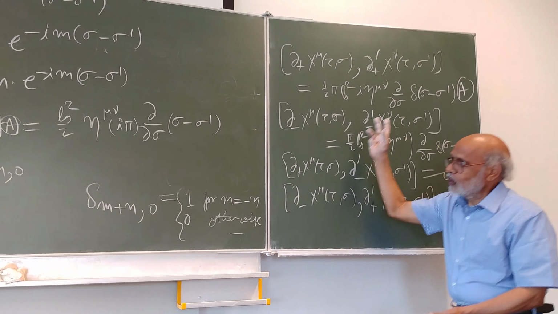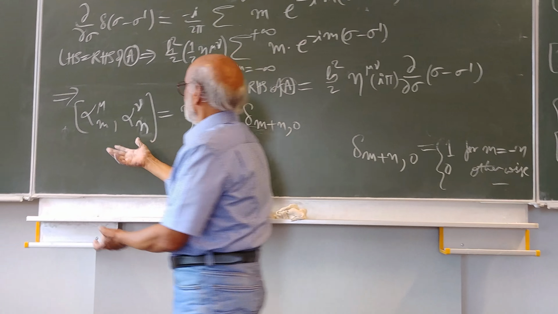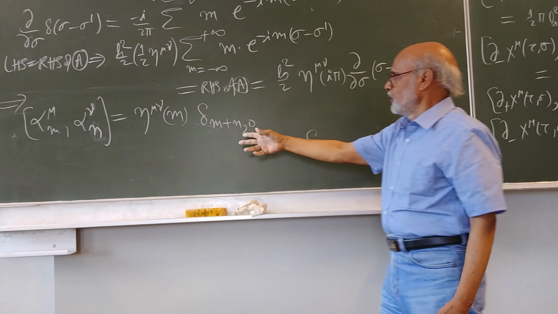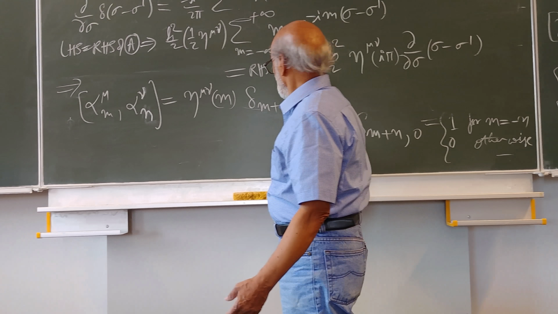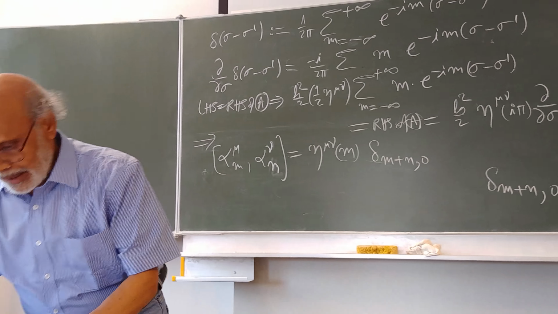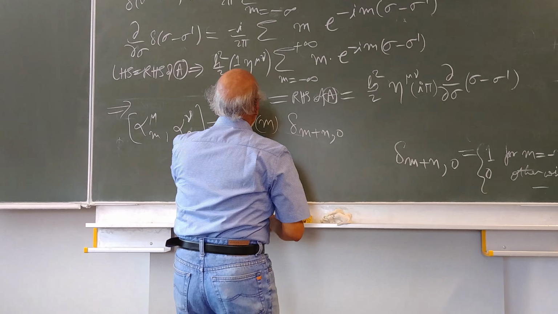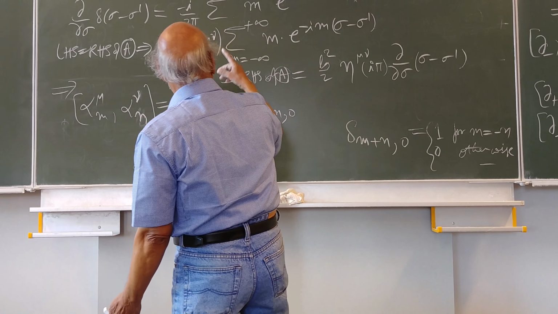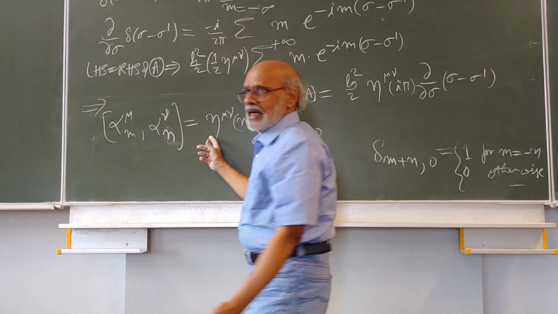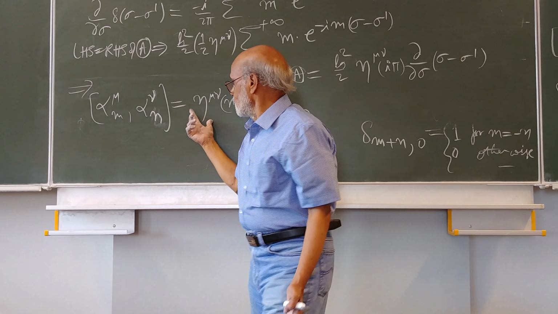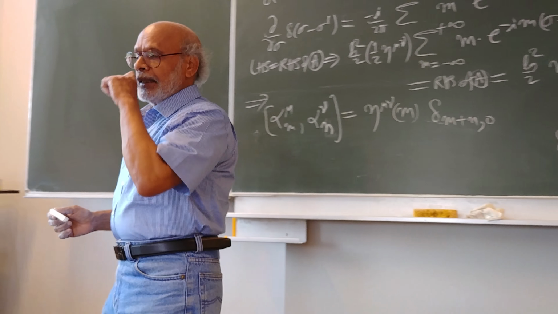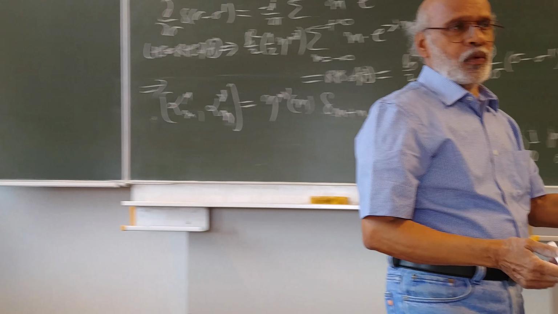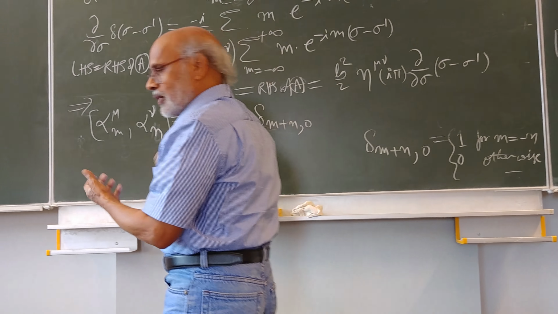Okay, so this leads us to a very wonderful result that alpha mu m, alpha mu n is equal to this. Okay, and this factor eta mu nu sitting here plays a crucial role, because this would then imply the existence of states with negative norm. Okay, and that we would try to remedy.